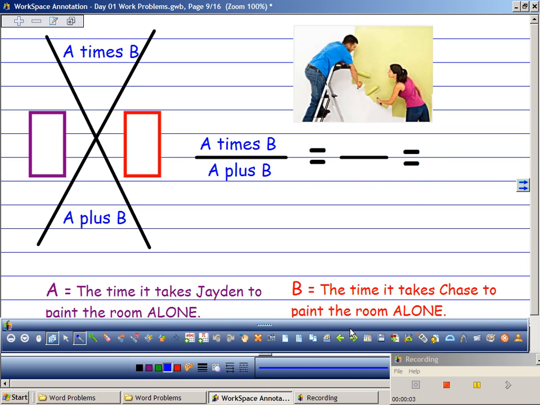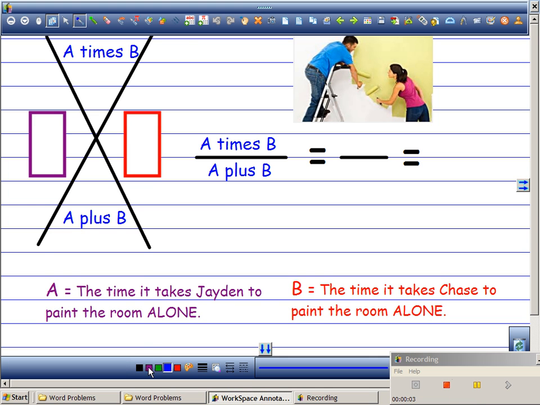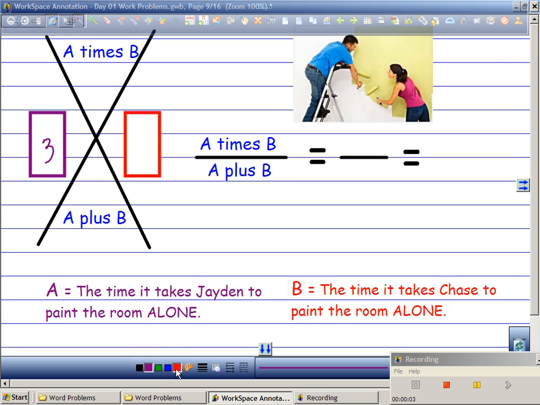So let's use the previous problem and fill it in. How long did it take Jaden to paint the room all by herself? 3. And how long did it take Chase to paint the room all by himself? 4. What is 3 times 4? 12. What is 3 plus 4? Isn't that same ratio that we had just gotten? So 12 divided by 7.